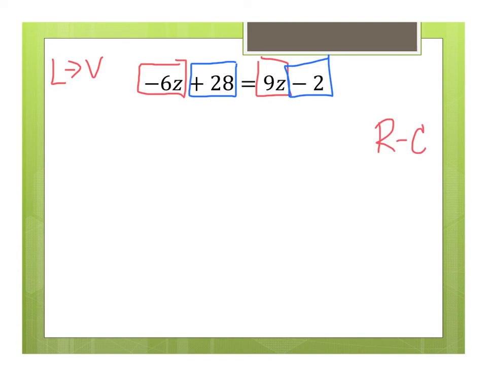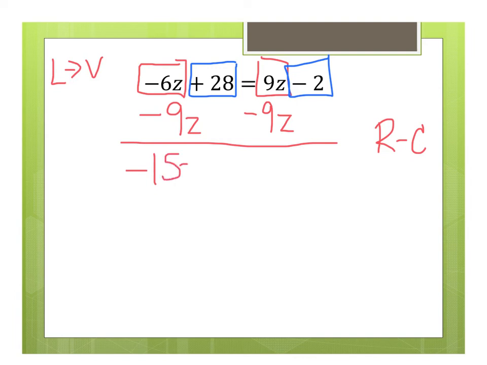So that means I've got to move all of my variables to the left-hand side. I have 9z that needs to be moved to the left-hand side. Since it's a positive 9z, I'm going to subtract 9z from both sides. So now a negative 6z plus a negative 9z is going to give me a negative 15z. We still have our plus 28 equals, that becomes 0, so now we have a negative 2.